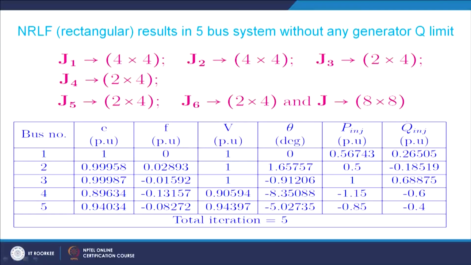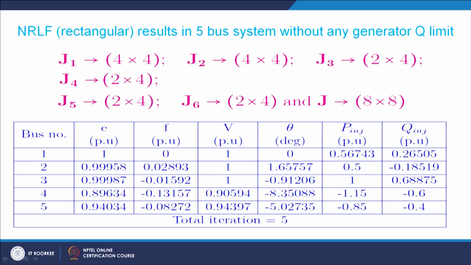So now let us look at some very small example. Again we are looking at the same 5-bus system. Initially, in this particular 5-bus system n is equal to 5 and m is equal to 3. So then, J1 would be n minus 1 cross n minus 1, so 4 cross 4. Similarly, J2 also n minus 1 cross n minus 1, so 4 cross 4. J3 is n minus m cross n minus 1, so it is 2 cross 4. Similarly J4, J5, J6 also, and the total J is 8 cross 8.